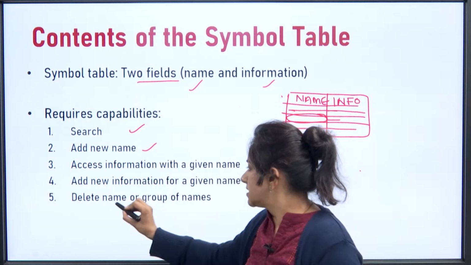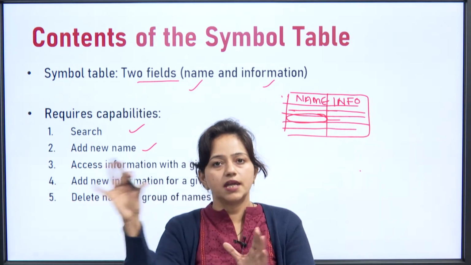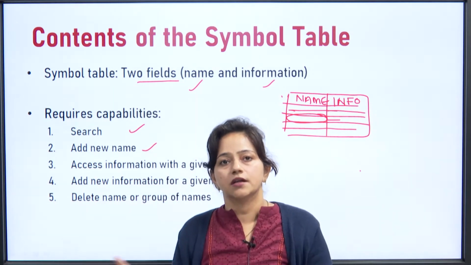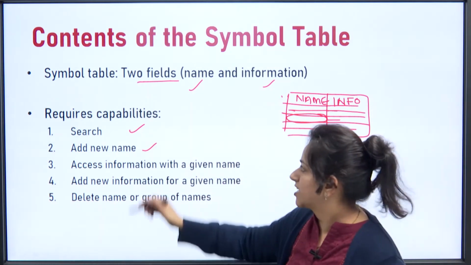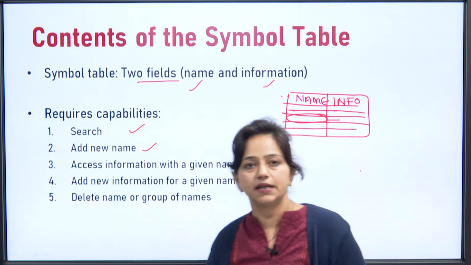Next is delete name or group of names. So sometimes we may be required to delete a particular name from the symbol table, or a group of names along with their information from the symbol table. So these are the expected capabilities of a symbol table.